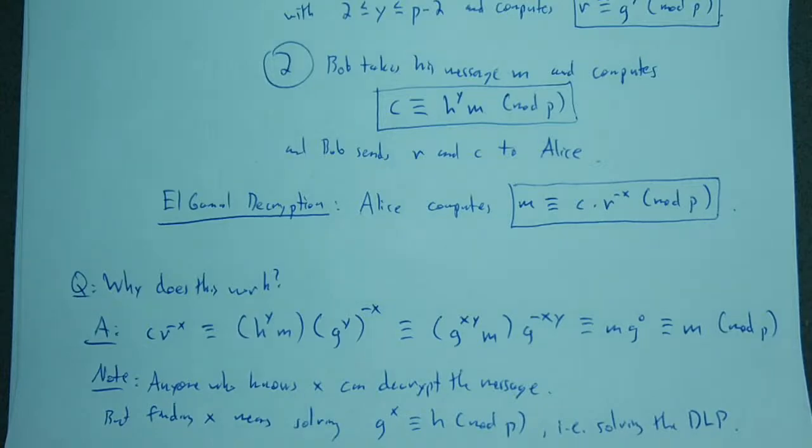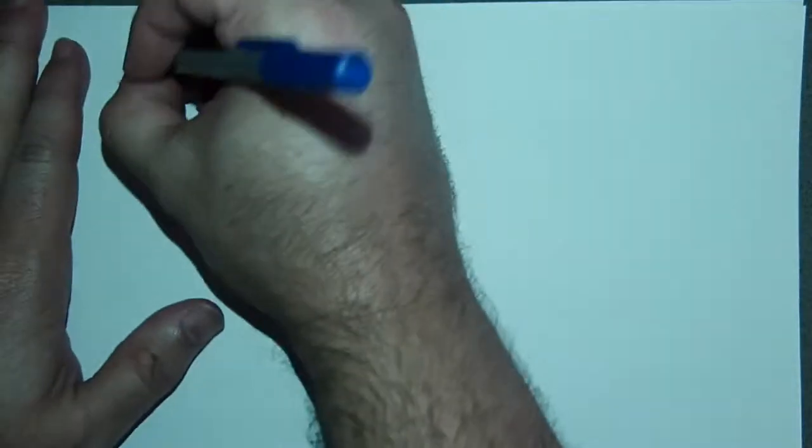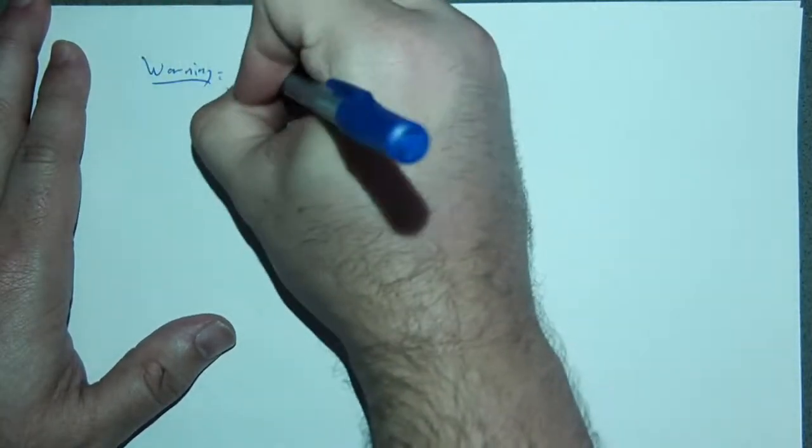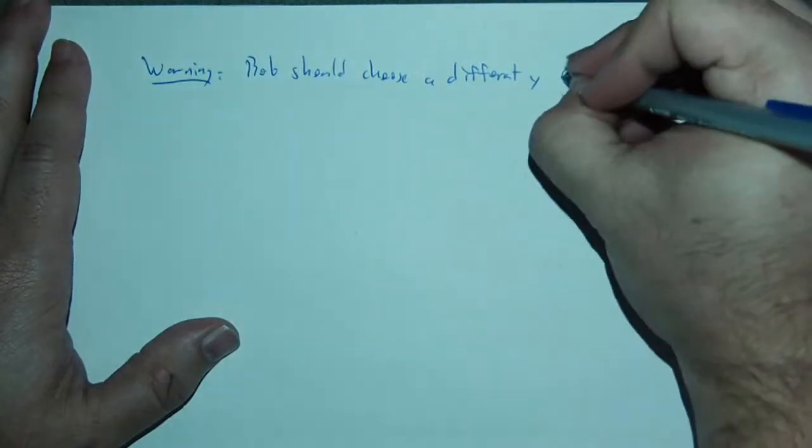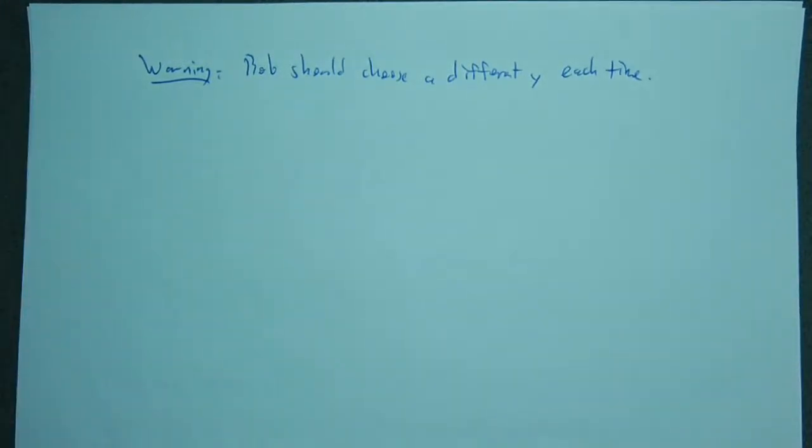Okay. And so, when sending both R and C, of course, he's basically telling her what Y is in a hidden form. But of course, since Alice knows X, she can recover it. Okay, because this line of congruences holds. The one warning I'll give here is that Bob has to be careful and choose a different Y each time he's doing this, right? So he shouldn't send a bunch of messages successively using the same Y. So warning: Bob should choose a different Y each time. Okay. It's fine if there's some repetitions in, say, a long list, but you definitely shouldn't send a bunch of messages using the same Y.